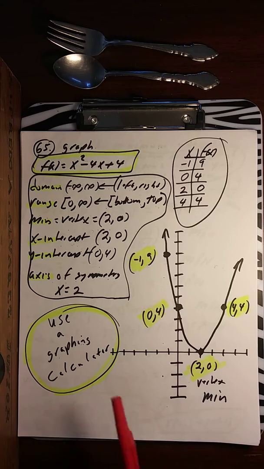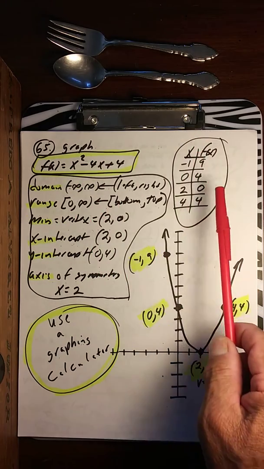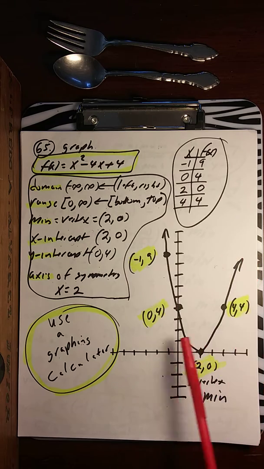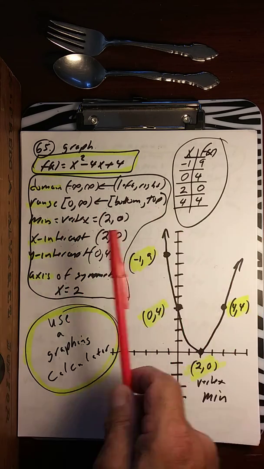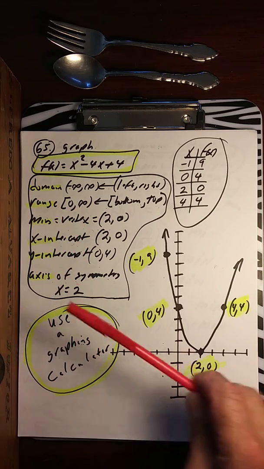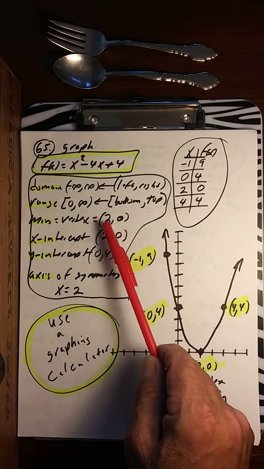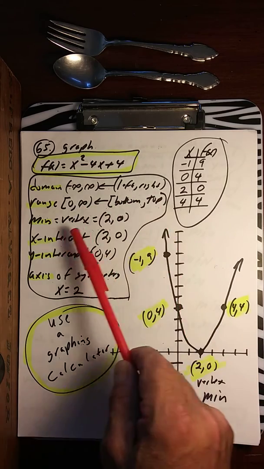Same thing, use your graphing calculator, put it in there. You're going to get some points, do the trace. There's a graph. So now, domain is negative infinity to infinity, again, doesn't stop, left and right. Range, 0 and up, because it goes to 0 and then it goes up. 0 to infinity, bottom to top.